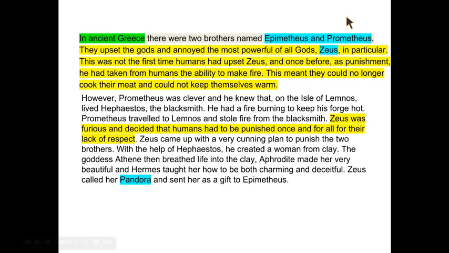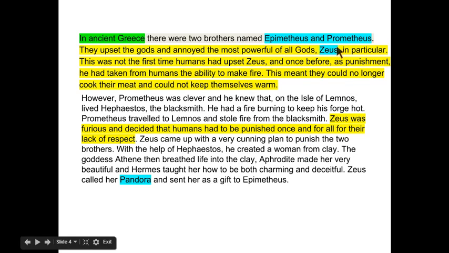So, what we're going to do is talk about the first two paragraphs of Pandora's Box. Now, we read this last week a few times, so you should be very familiar with this. We're not going to read it again, but this is the first two paragraphs. And notice I highlighted a few things. In green, I highlighted in ancient Greece. So, that's giving us our setting. Here we have in ancient Greece. That's where this is taking place.